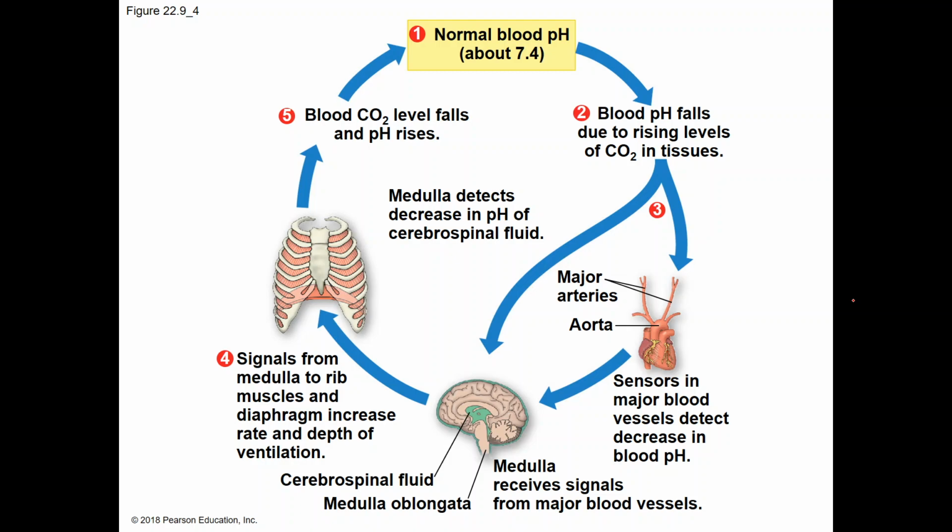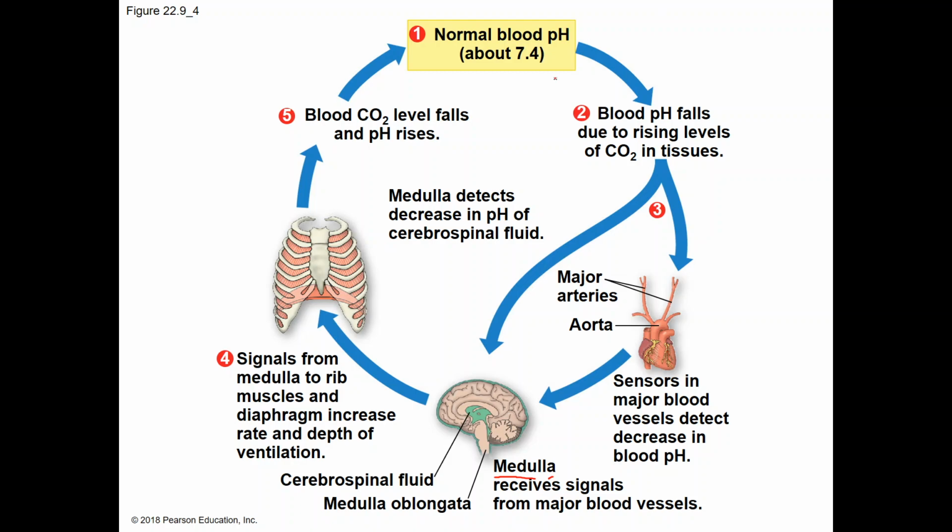So this figure here illustrates how the brain, the medulla, which is a portion of the brain, regulates breathing responses and changes to this level of carbon dioxide, which changes the pH in the spinal fluid. So your normal blood pH is about 7.4. So we have this situation where we've got a normal blood pH.